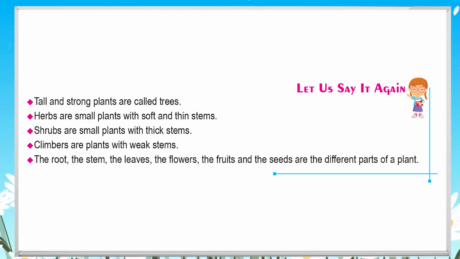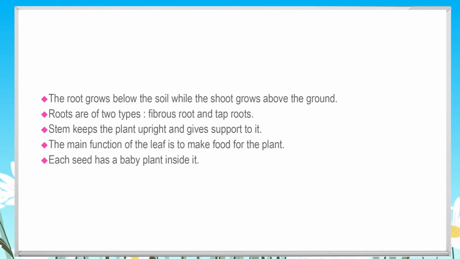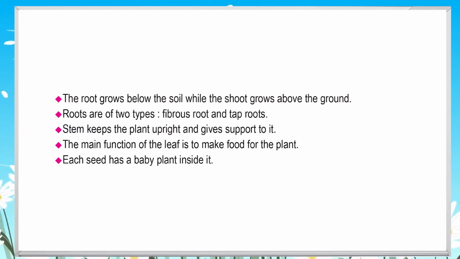The root, the stem, the leaves, the flowers, the fruits and the seeds are the different parts of a plant. The root grows below the soil while the shoot grows above the ground. Roots are of two types, fibrous root and tap roots. Stem keeps the plant upright and gives support to it. The main function of the leaf is to make food for the plant. Each seed has a baby plant inside it.